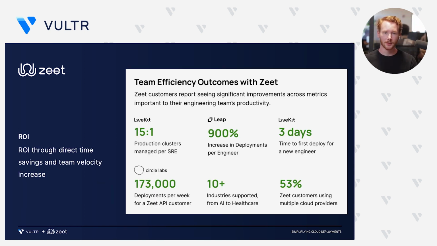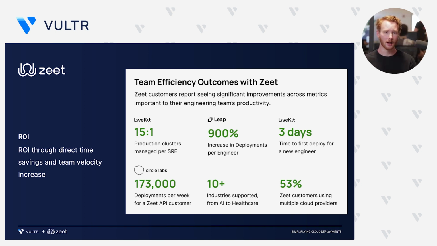In terms of some of the benefits that we see with teams, I'm happy to tell you all about the product, but this is actually what customers say about us, some of the outcomes that they get with Zeet. We typically see teams will be able to use far more clusters, far more clouds, and far more cloud native tooling with fewer devs. One customer of ours, LiveKit, finds that they can manage 15 different production Kubernetes clusters per SRE, which is well above industry average.